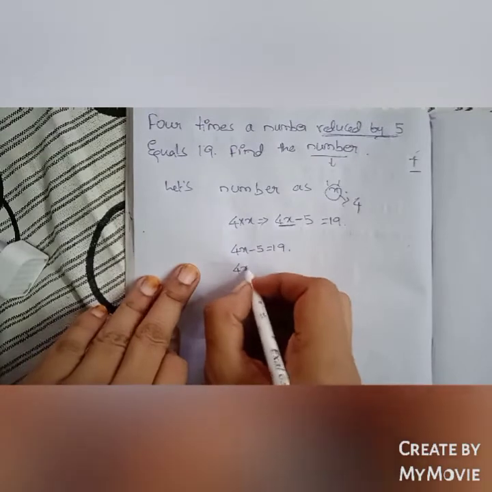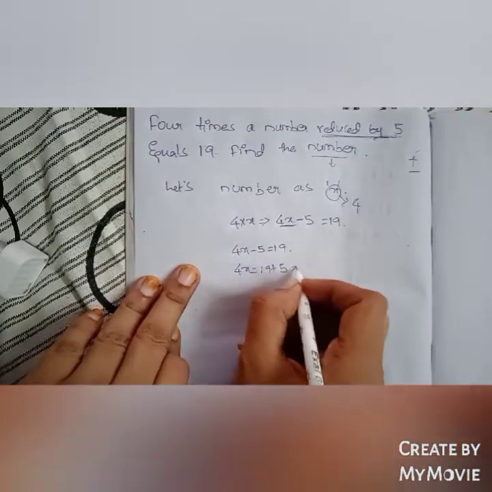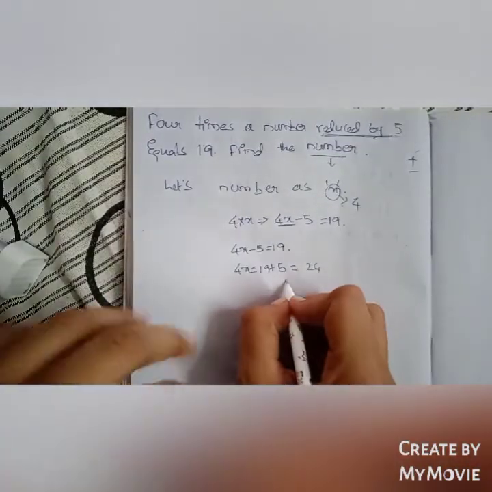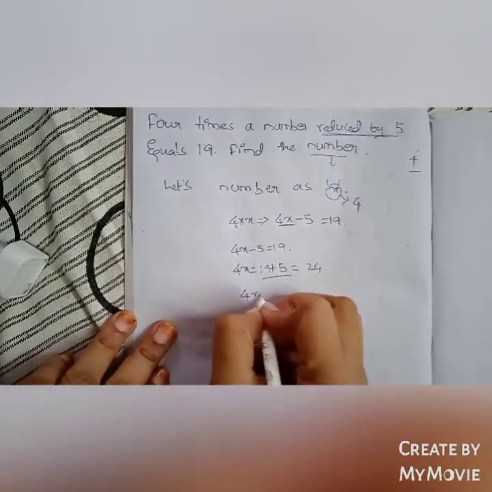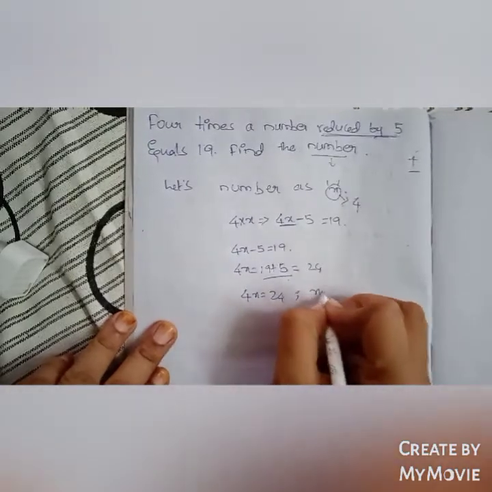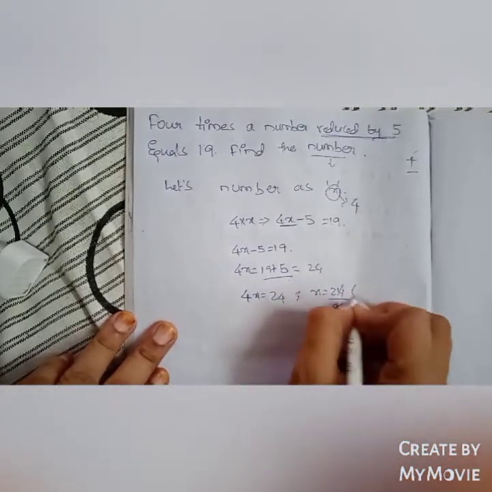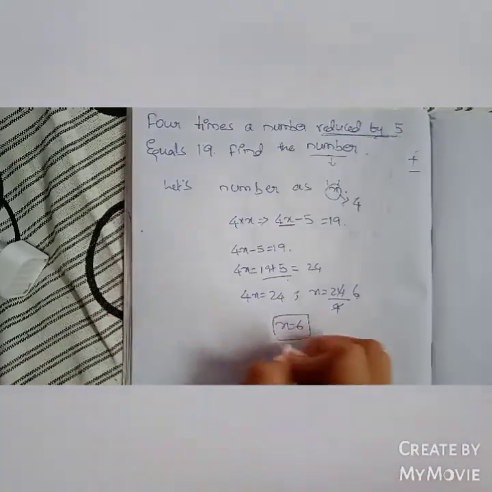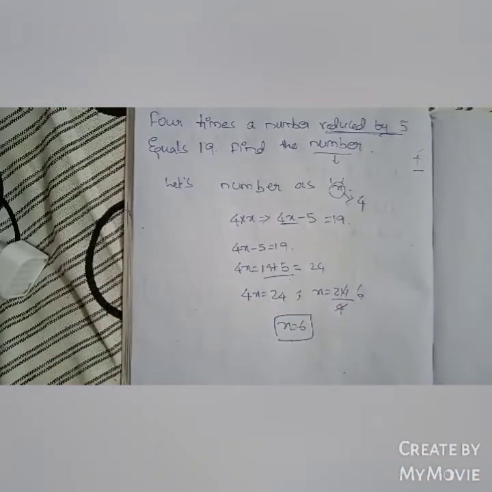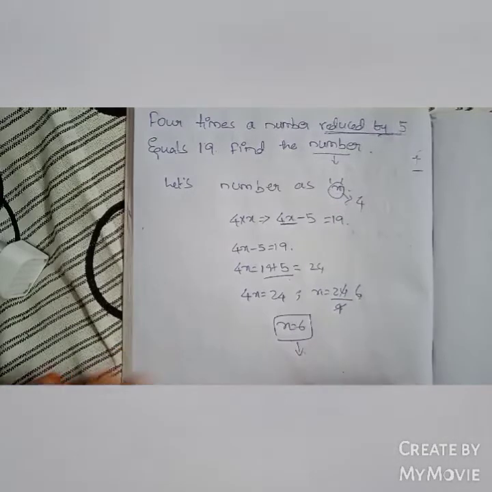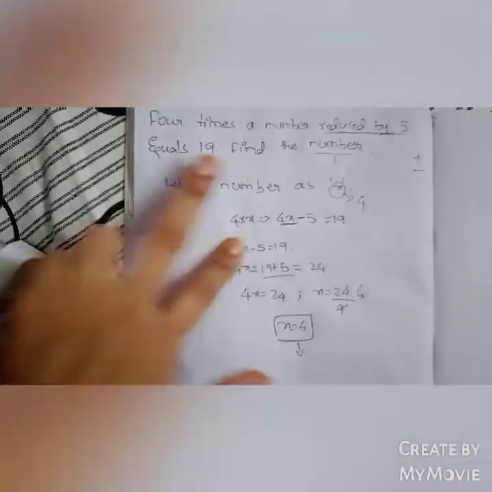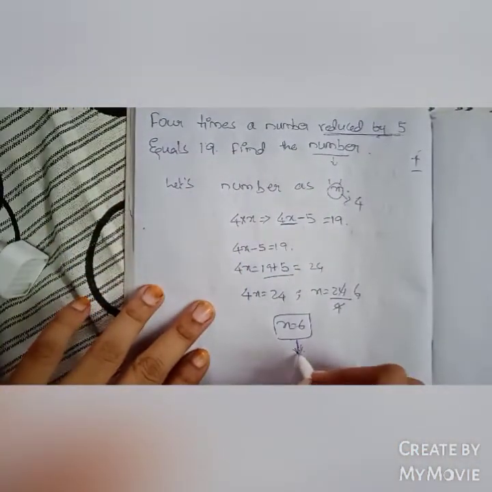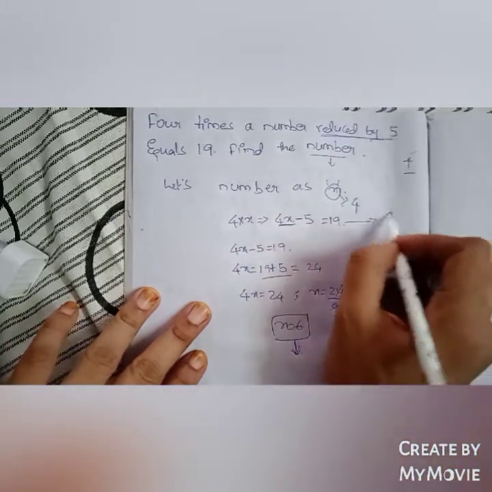Now see here, 4x is equal to 19 plus 5. The addition of these two numbers is 24, so 4x is equal to 24, x is equal to 24 by 4, 6 fours are 24, the value of x is 6. So the required number is 6. Now, what's the given question? 4 times a number reduced by 5. Now just substitute the value of x in this equation.